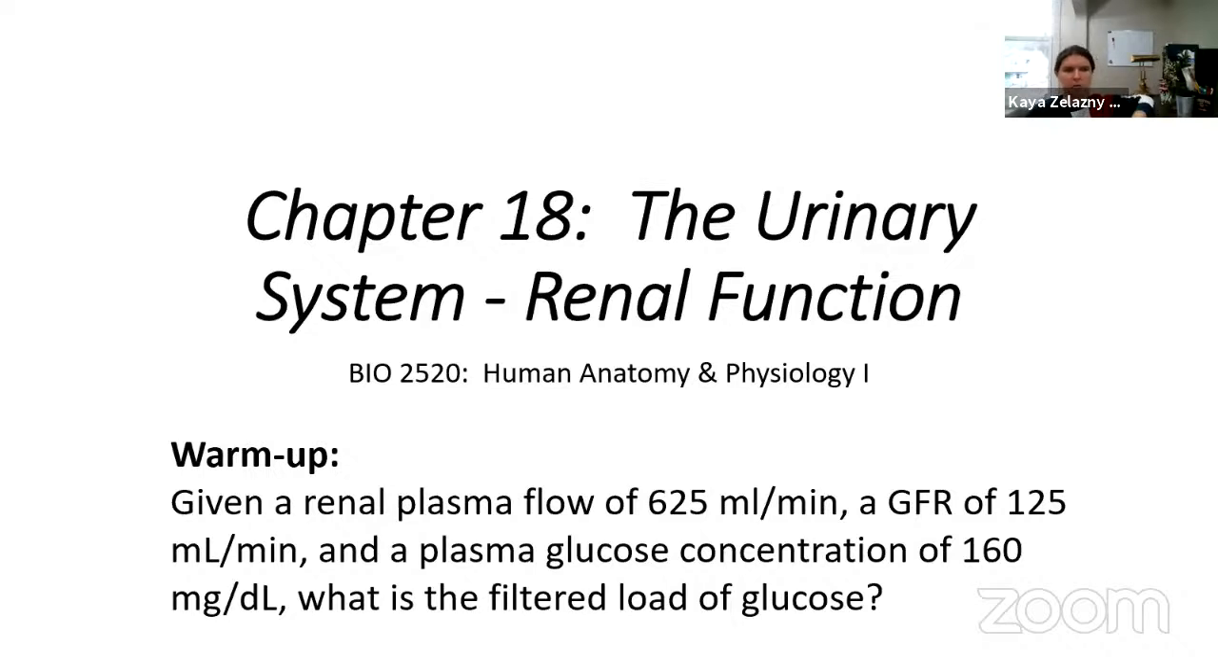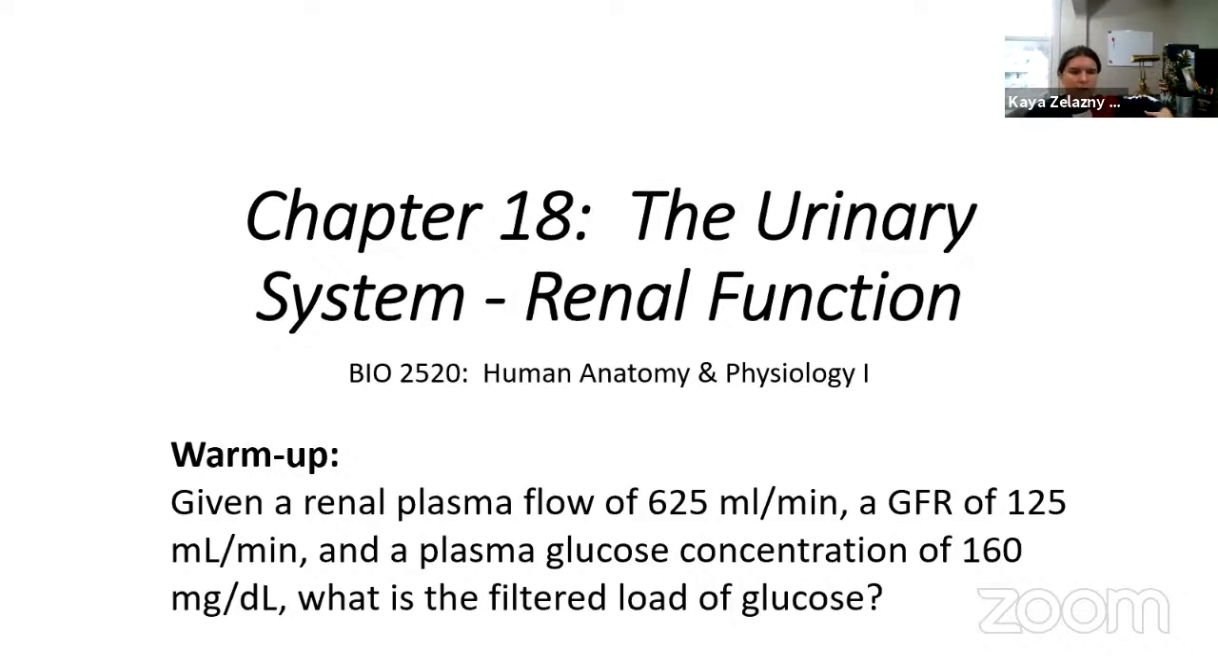So for this practice problem, we're given a renal plasma flow of 625 milliliters per minute. So that's how much plasma is getting to the kidney every minute. We have a glomerular filtration rate of 125 milliliters per minute, which is a typical value. So that's how many milliliters of that 625 are actually getting filtered out of the glomerular capillaries and into Bowman's space, and then becoming filtrate through the nephron.